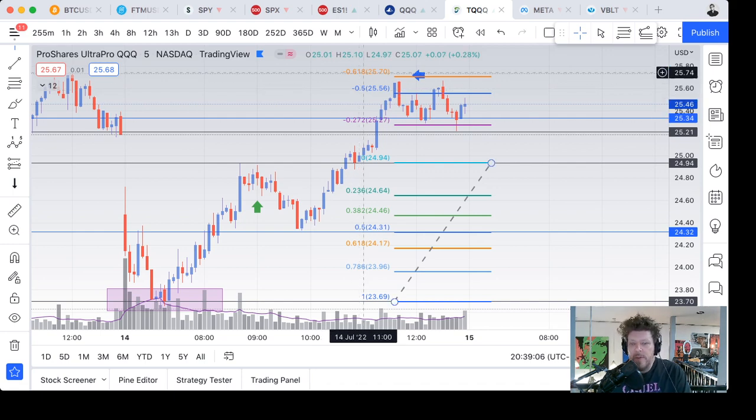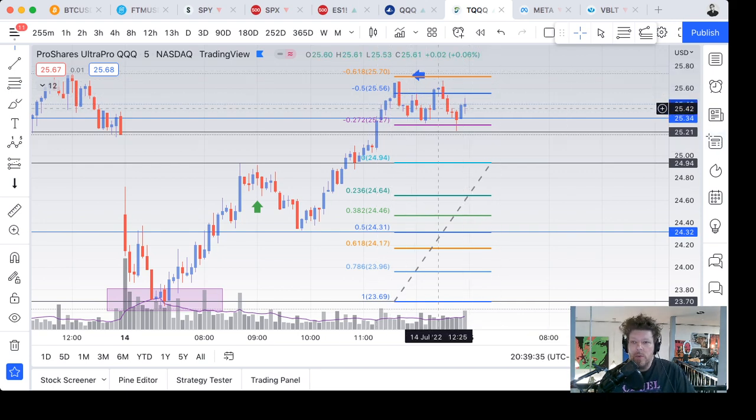These have negative numbers, which I'll talk about in a little bit, so you kind of have to extrapolate. Minus 0.272 actually is the 1.272 extension. Minus 0.5 is actually the 1.5 extension, or 150% extension. And then you have the minus 0.618, which is the 1.618 extension. I'm going to show you how to set those up in the Fibonacci tool.